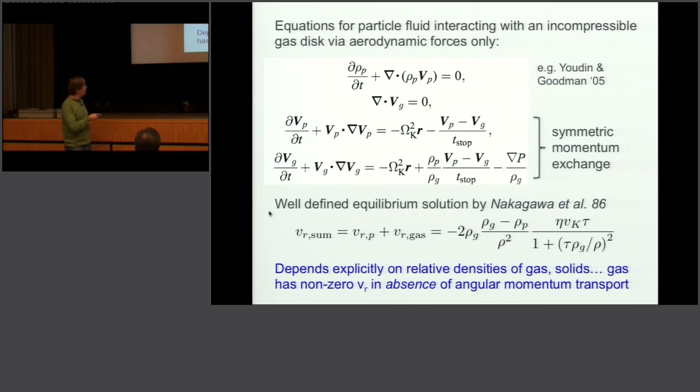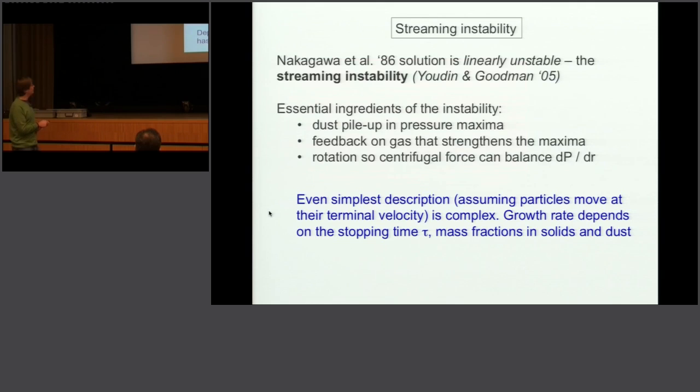So you can look at this paper, or this paper by Youdin and Goodman, which is where these equations came from, who state the full solution here for how the particles behave and how the gas behaves, depending on the gas properties, the ratio of the gas and the solids, and so forth. Okay? So that's the equilibrium solution you should use if you need to worry about circumstances where the local particle density is comparable to the gas density.